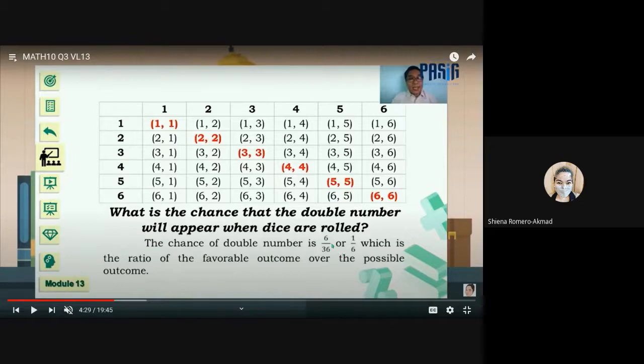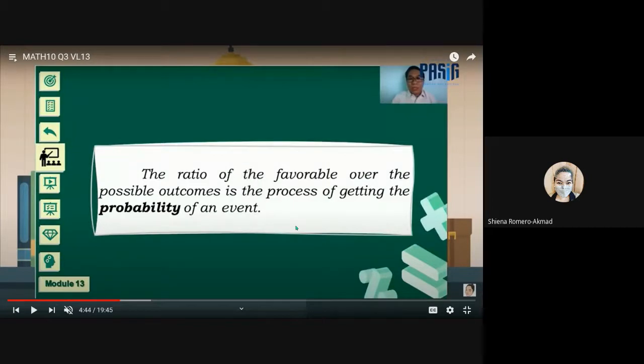And ito, ang tawag natin dito is the ratio of favorable outcome over the possible outcome. When we say favorable outcome, that is favorable depending on the situation given. Tulad nito, binigyan tayo ng sitwasyon na kung saan double number ang lalabas. Over, meaning we have here a fraction, divided by the possible outcome. Ito lahat yun, di ba? Ito yung mga posibleng maging resulta or outcomes. So we have 6 over 36. What do we call that? We call that probability.